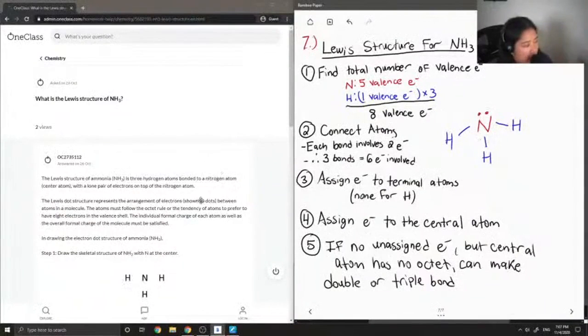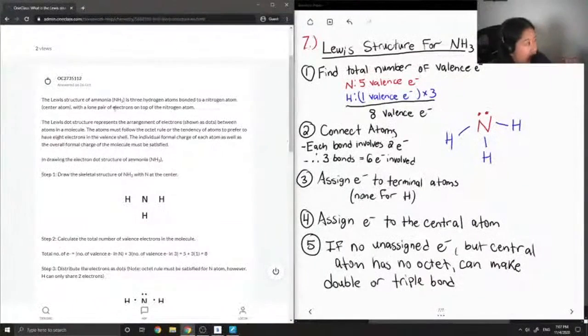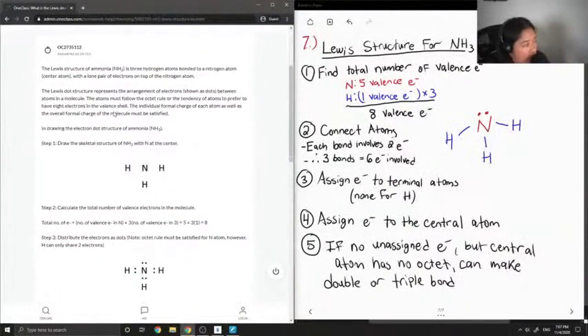So let's see what our junior tutor said. The Lewis structure of ammonia, NH3, is 3 hydrogen atoms bonded to a nitrogen atom, which is in the center, with a lone pair of electrons on top of the nitrogen atom. The Lewis dot structure represents the arrangement of electrons, shown as dots, between atoms in a molecule. The atoms must follow the octet rule, or the tendency of atoms to prefer to have 8 electrons in the valence shell. The individual formal charge of each atom as well as the overall formal charge of the molecule must be satisfied.